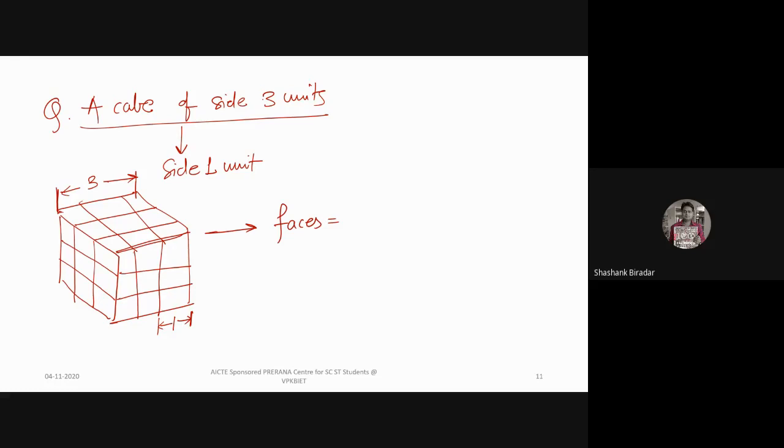You can comment in the chat box. Yes, correct, Prashant. 6 faces we are having over here. Now how many smaller cubes are available per face? So 9 small cubes. How many? 1, 2, 3, 4, 5, 6, 7, 8, 9. Okay, 9. And how many faces are visible?